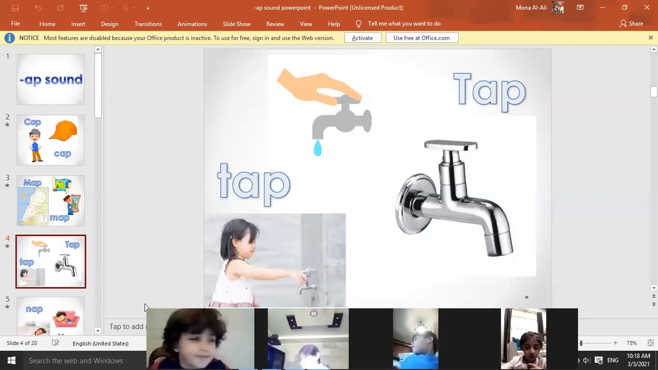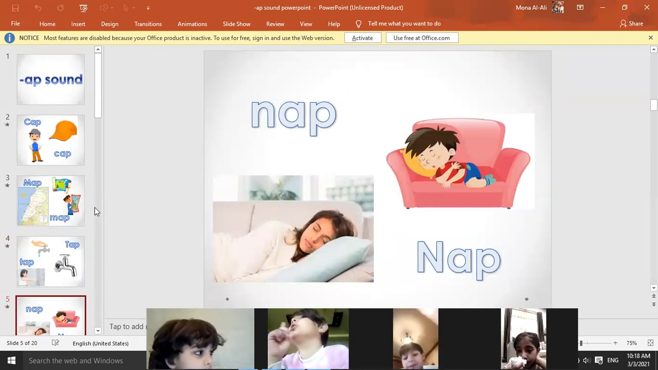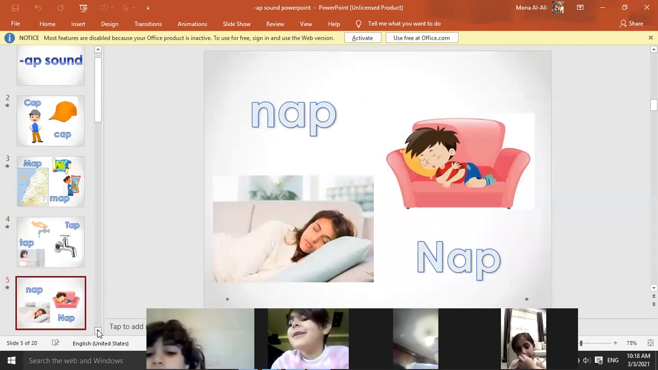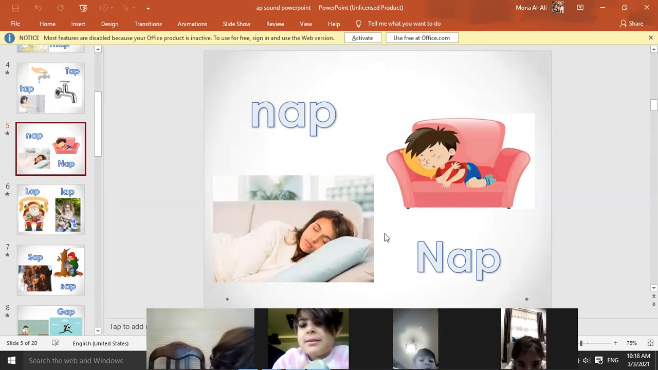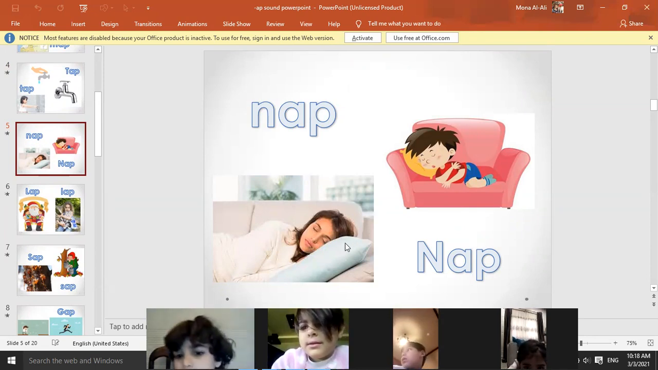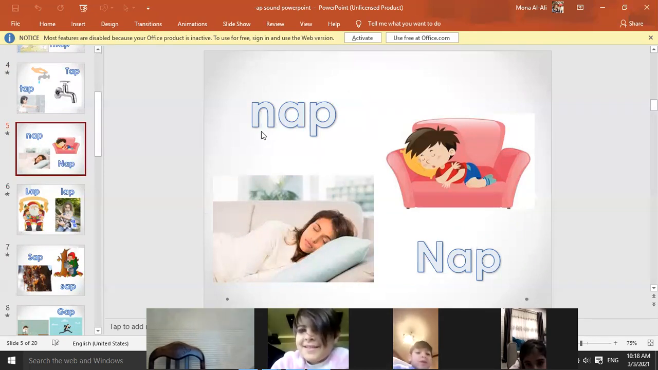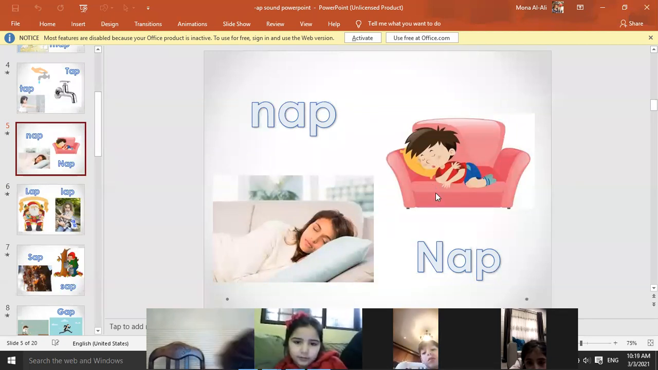Now I want Mia, please. Mia. Look at this boy and this mom. What are they doing? Do you know? They are sleeping, but they are not sleeping in the bed, in the bedroom. They are taking a nap. Yani a little sleep. A little sleep for 10 minutes, okay? Nap. Mom is taking a little nap on the sofa. This boy is taking a nap on the sofa.